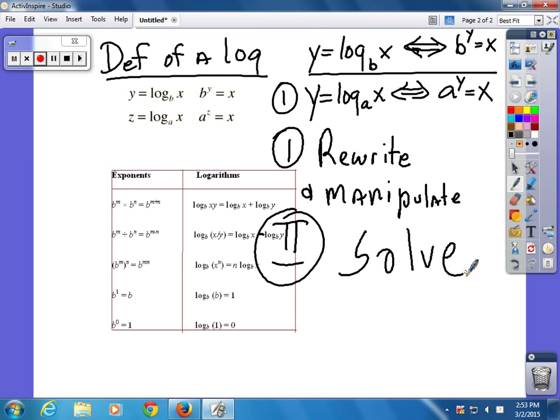So, and you're going to learn about the natural log. Let's go ahead and talk about the natural log. We'll do that when we turn to the next page.